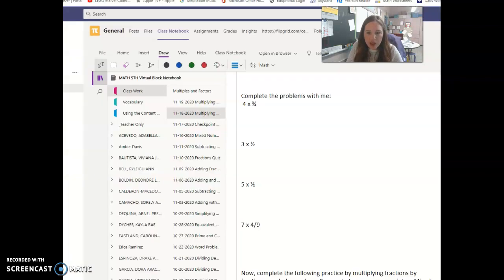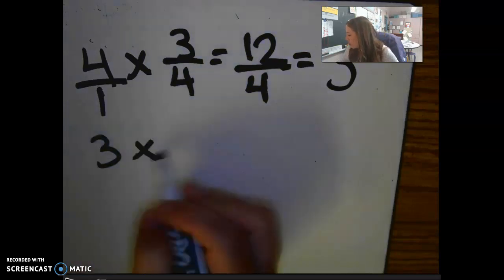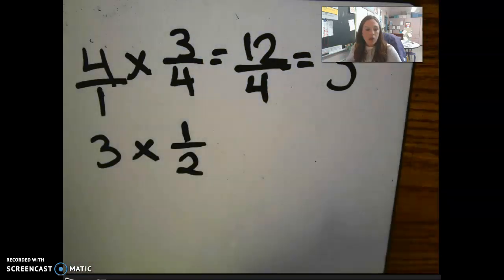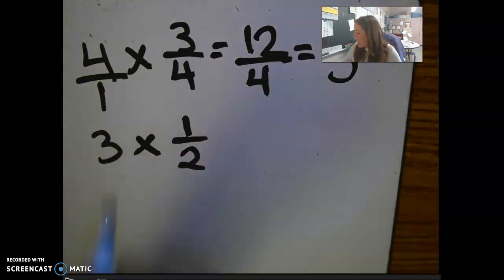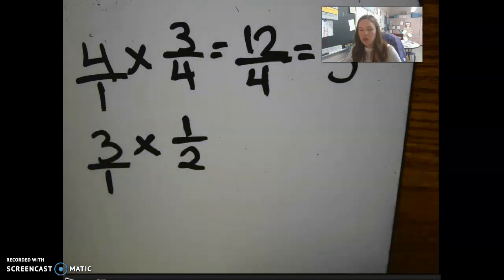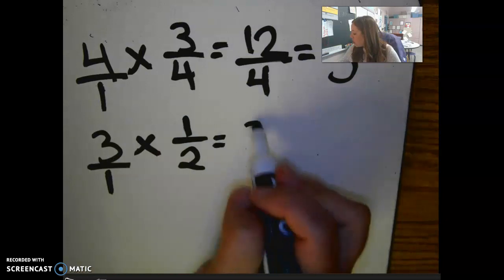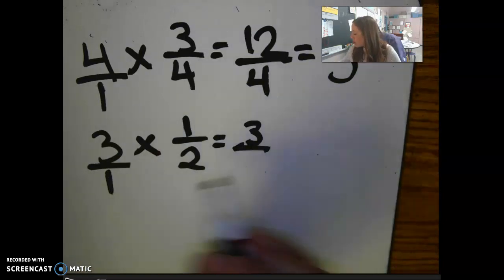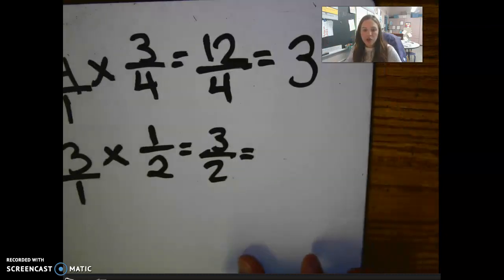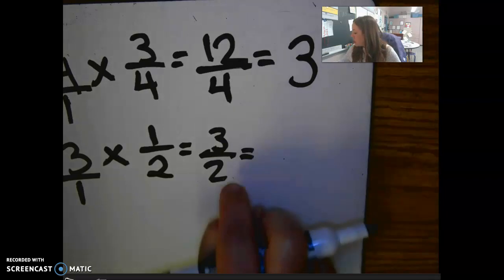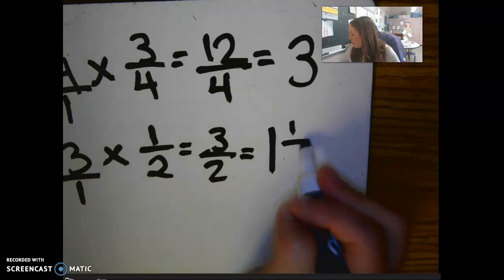I have to switch back and forth because I didn't have them memorized. 3 times 1/2. What do I need to do first? Turn my 3 into a fraction. How do I do that? Put a fraction bar and a 1 underneath. Now multiply across. 3 times 1 is 3. 1 times 2 is 2. Okay. I need to turn this into a mixed number. 2 goes into 3 one time, but I have 1 out of 2 left over.